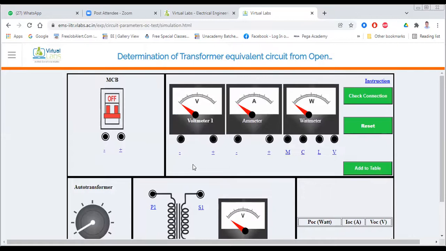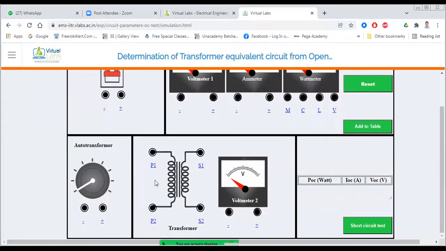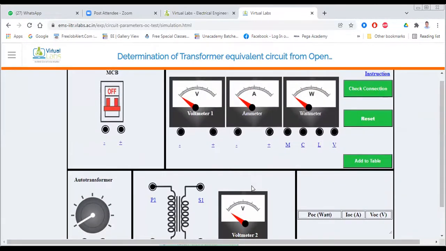Yes, sir. Okay. So first we have to perform the open circuit test of the transformer. Okay. So you guys tell me, you already saw the circuit diagram of the open circuit test, so you guys tell me how we connect all the equipment. First, I will elaborate all the equipment we have in the simulation user interface. One two pole MCB is there. Okay, and one voltmeter, one ammeter, and one wattmeter is there, and one auto transformer is there, transformer and voltmeter is there. First, we are going to perform the open circuit test of the transformer.